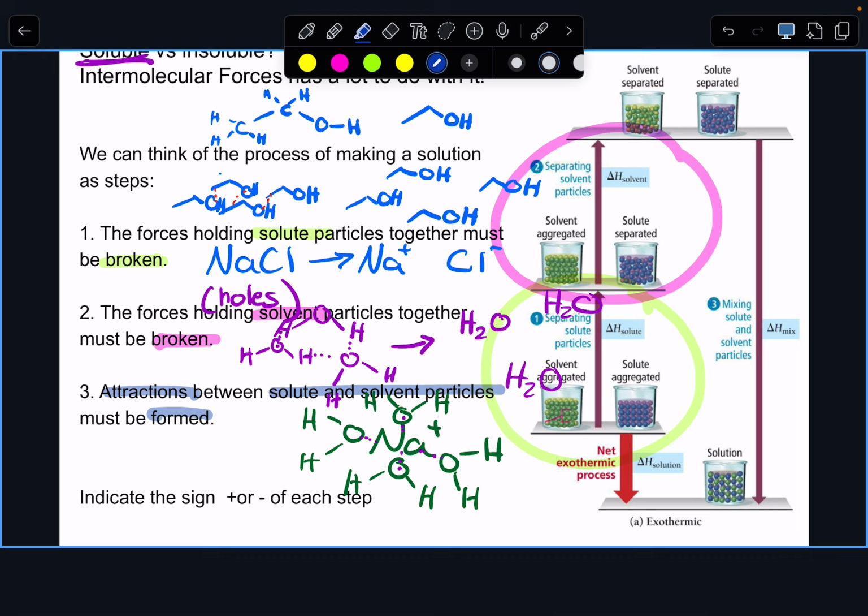Okay, take 1 minute, and I want you to write on your paper, or talk to your neighbor about it, what the sign, positive or negative, of each step's delta H should be. So like, is the delta H of the solute positive or negative? Is the delta H of the solvent positive or negative? Is the delta H of mixing positive or negative? You can look at the picture, you can look at the words for hints, talk to your neighbor about it.